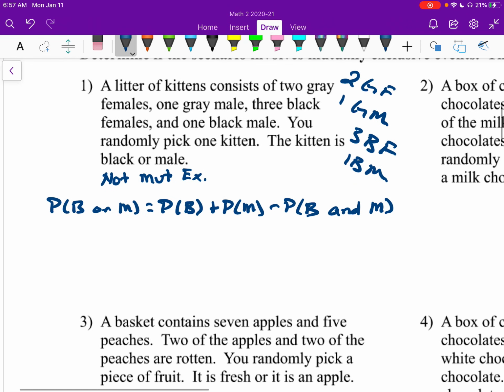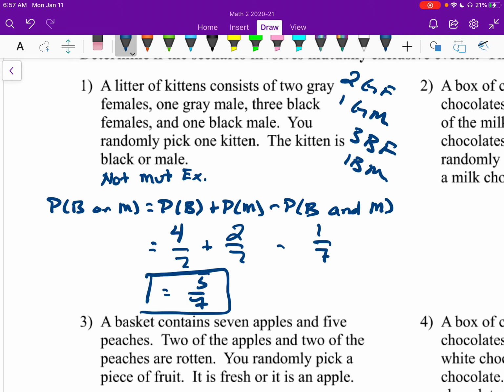Okay. So now we start writing in. Probability of black. Well, how many total do we have? We have 3, 4, 5, 6, 7. We have 7 total. So the denominators are all going to be 7. How many black kittens do we have? We have 3, 4. We have 4 total black kittens, right? I added this one and that one together. And then we want male, so I'll add this one and this one together, so we have 2. And then I've already said that black and male, we only have 1. So I add those up, and I'm going to have 5 over 7. And that's our answer.